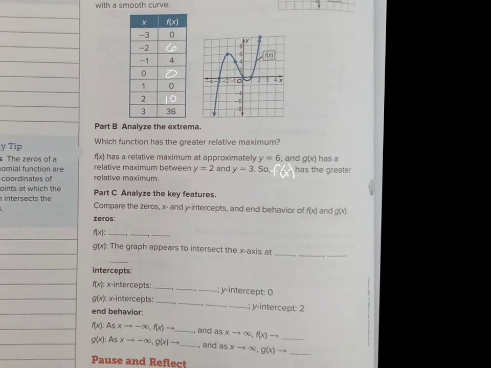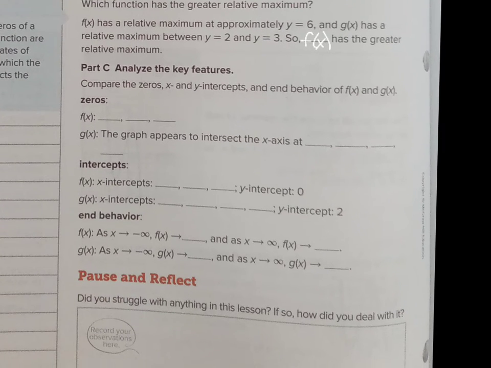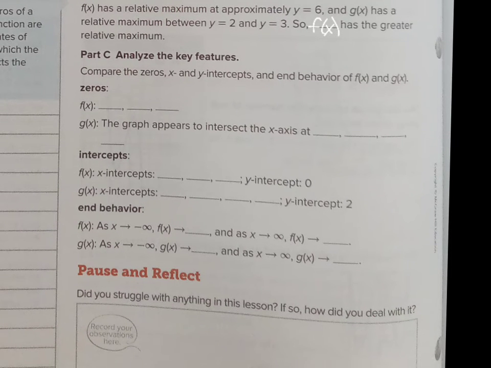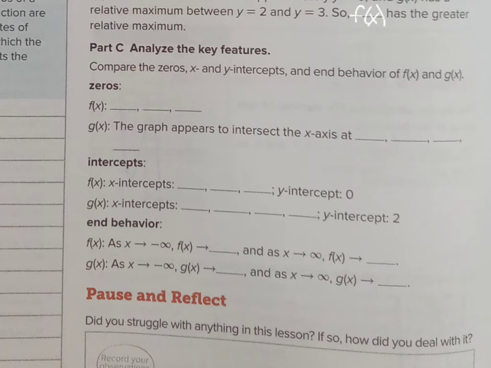Okay, so now we're comparing, I'm going to leave this zoomed in. Now we're comparing zeros and y-intercepts and end behavior. Basically you're just listing them out, and then you do your comparing afterwards. So the zeros of F, they got 3 spots. What are the zeros of F? -3, 0, and 1. Is that okay with everyone?